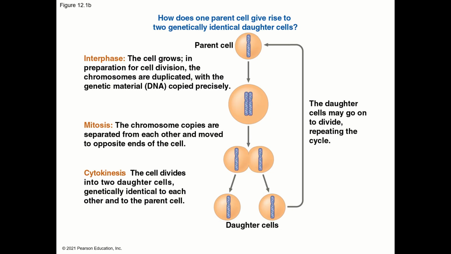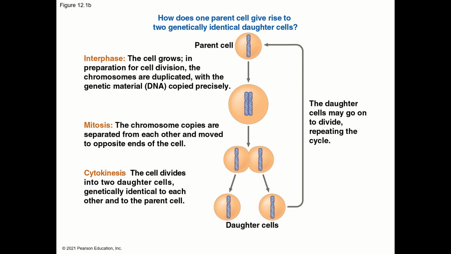How does one parent cell give rise to two genetically identical daughter cells? One of those phases will be interphase. The cell grows in preparation for cell division. The chromosomes are duplicated with the genetic material DNA copied precisely.